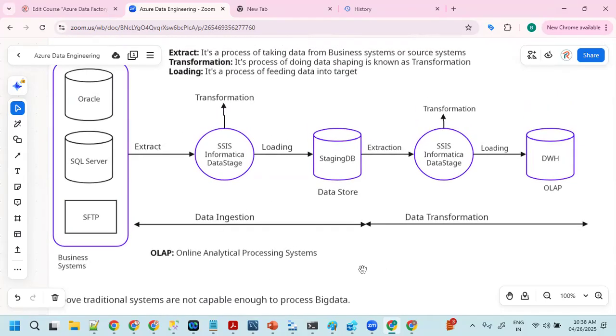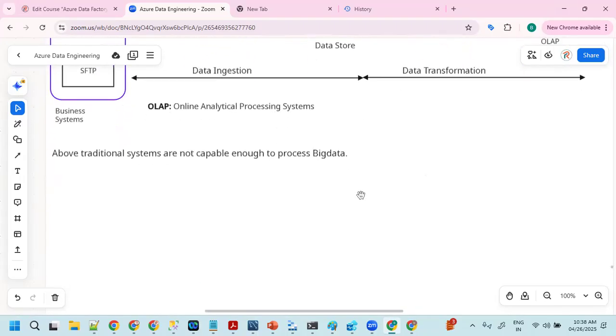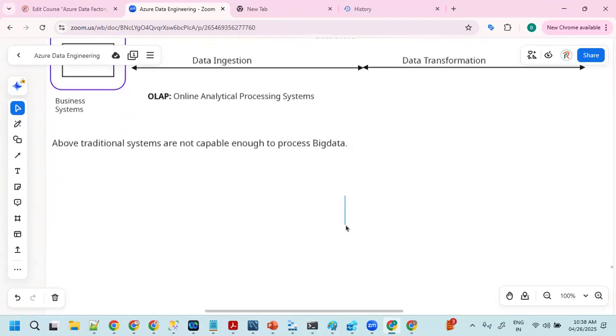Now you need to understand what this big data is. If you understand big data, then you can understand why traditional systems or traditional ETL processing are not capable of processing the data. So I'm just going to talk about big data. On what basis can we say it is big data?